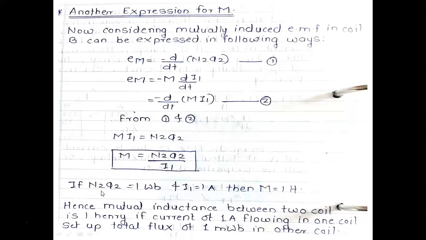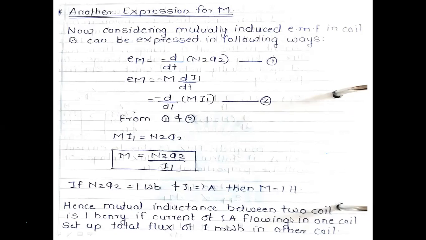So the number of turns will be constant and N2 phi 2 will become 1 Weber. Turns do not have a unit. N2 phi 2 equal to 1 Weber and I1 equal to 1 ampere, then M equal to 1 Henry. To produce 1 Henry of mutual inductance, the current flowing through the coil should be 1 ampere and the flux produced will be 1 Weber. That one only they have written here.